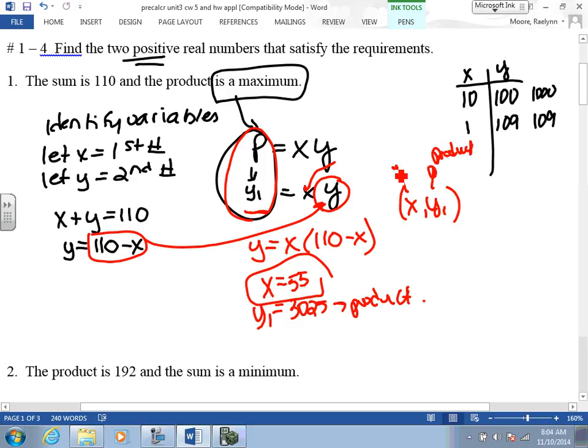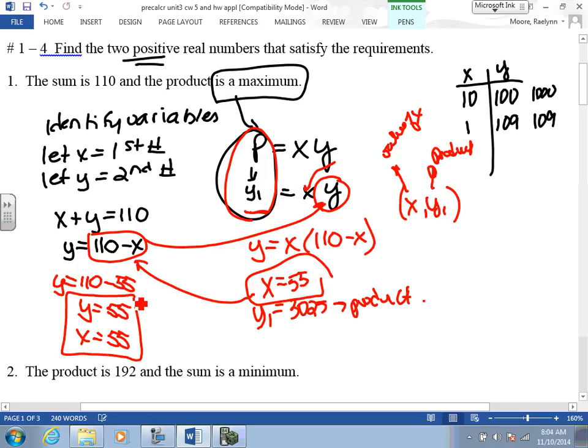This is the value of x. So bring this x over here and substitute it in. And y is equal to 55. So here's your answer: two positive numbers that add up to 110, whose product will give me the maximum. That's 3,025, bigger than 1,000, right? Bigger than 109, right? So it's the maximum product we're looking at.